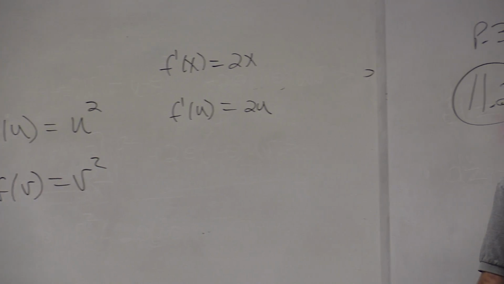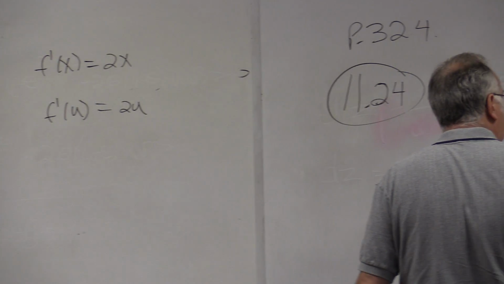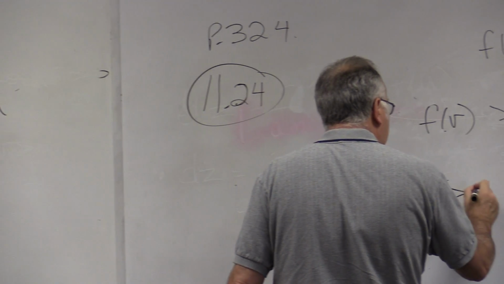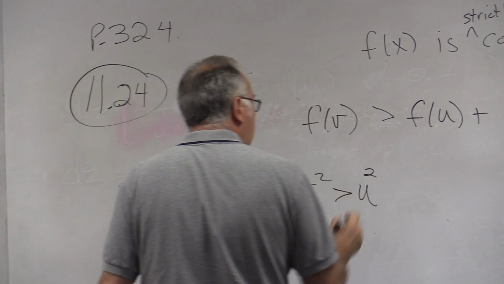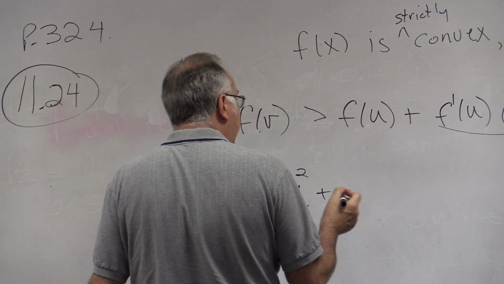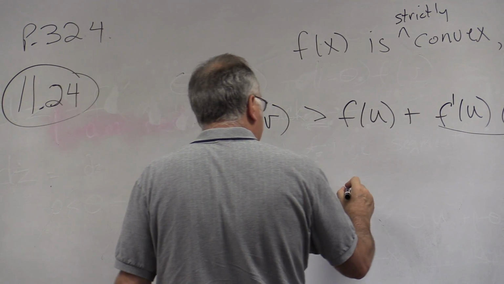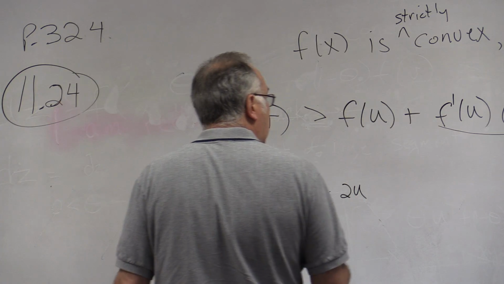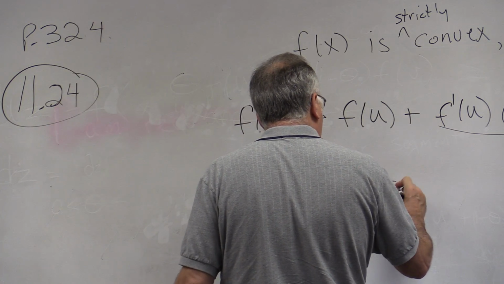F of v, that's v squared, isn't it? Is that greater than f of u? F of u is u squared, plus f prime of u is 2u times v minus u.